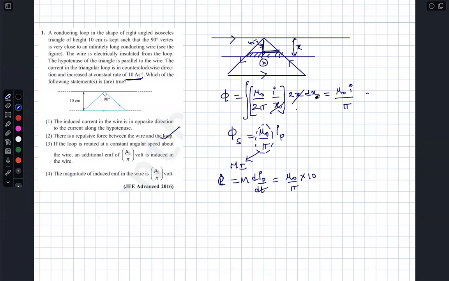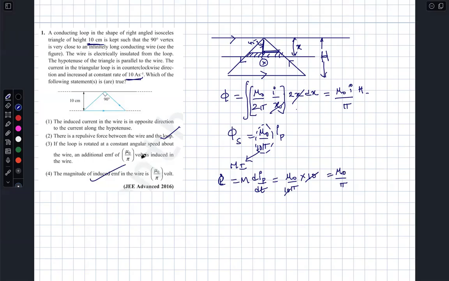2x dx, everything is fine, right? Either one point we have missed. Integral dx is the total length L, no? L or H, L or H. As L we are using for inductor, H is 10 centimeters, means 1 by 10. In that case, mu naught by 10 pi becomes mutual inductance. 10 pi into 10. So the EMF induced is mu naught by pi. Yes, magnitude of the induced EMF is mu naught by pi volt.